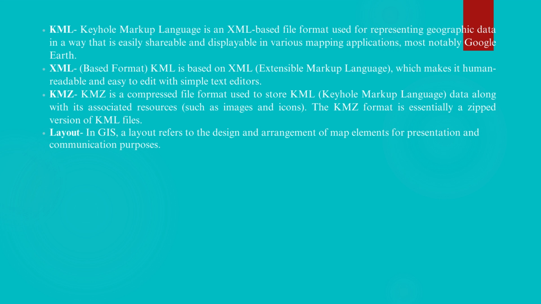Finally, let us talk about the last term in this session: layout. In GIS, a layout simply means the design and arrangement of map elements when we want to present or communicate information. It is like the final look of a map before printing or sharing, with important elements such as the title, legend, north arrow, and scale.